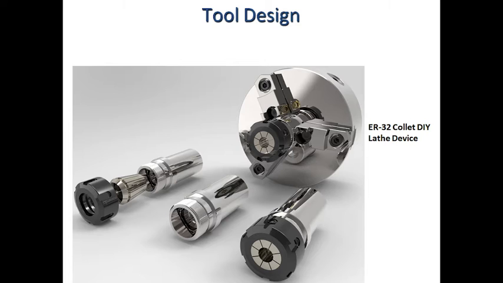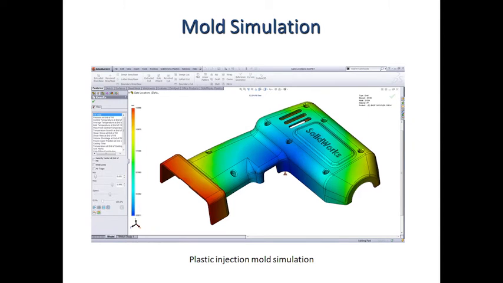This is another example of tool design. This is an ER32 collet lathe device, which can be installed on a chuck for fixing the job or the tool. This is another example of application of the CAD/CAM software.